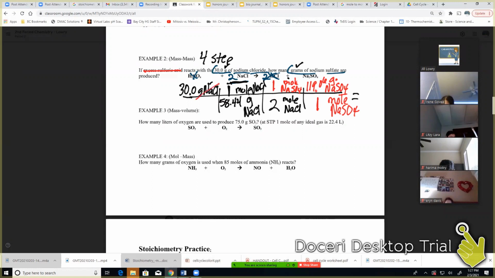Let's see if everything canceled. Grams, moles, moles of sodium sulfate, moles of sodium sulfate. I'm left with only grams of sodium sulfate, which is what I wanted. So now try to put that one in your calculator and see what you get. Remember, multiply across the top and then divide by what's on the bottom.